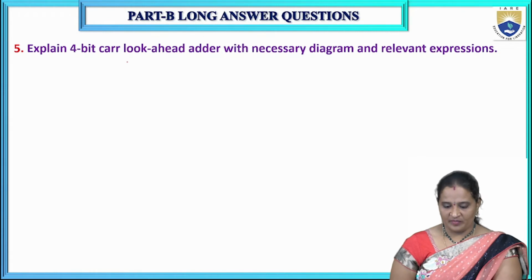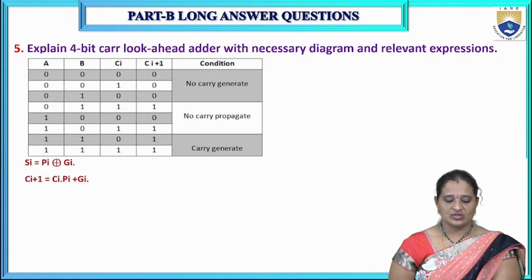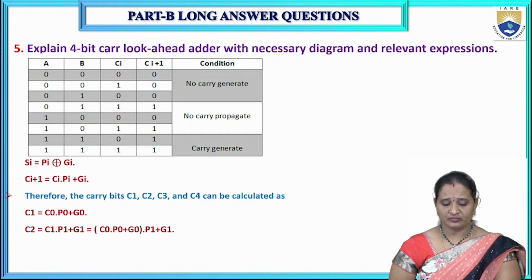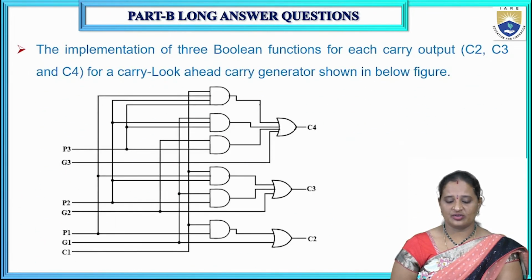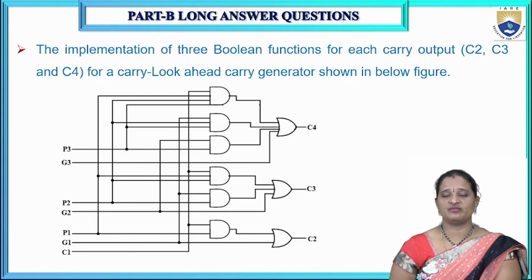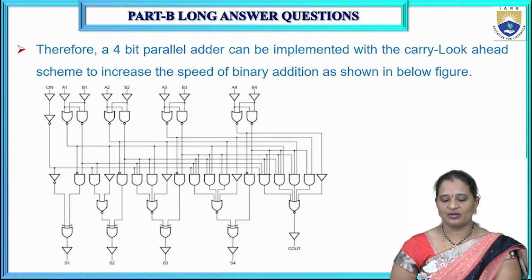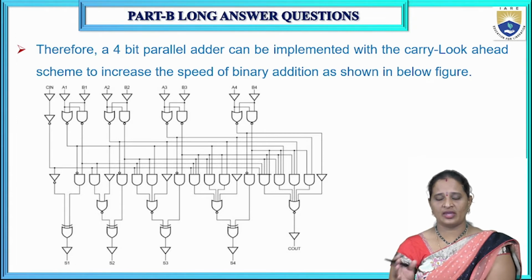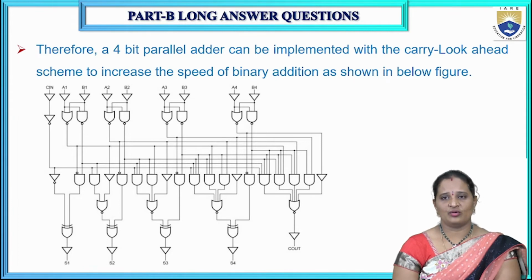Explain a 4-bit carry look ahead adder with neat circuit diagram and relevant expressions. So this is the truth table for the carry look ahead adder, and these are the relevant expressions and this is the logic circuit for that. We have carry, generate and propagate functions. This is a logic circuit for implementing the carry, generate and propagate functions. By cascading all the carry, generate and propagate functions, we can implement a 4-bit carry look ahead adder.